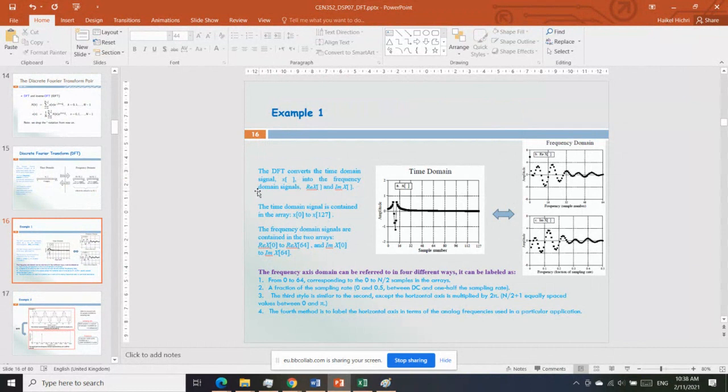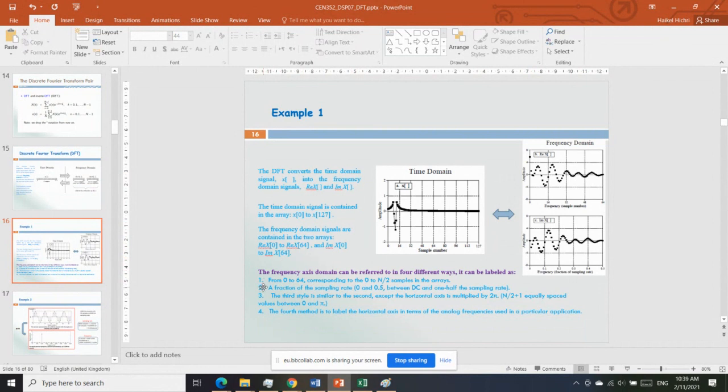Example one: the DFT converts the time domain signal x[n] into the frequency domain, real part and imaginary part. Imagine this example is just a discrete signal x of n, going from 0 to 127, so a total of 128 points. The time domain signal is contained in the array from x0 to x127, 128 samples. The frequency domain signals are contained in two arrays, the real part array and the imaginary part array. Each one has 65 points, from 0 to 64. Point zero is shared.